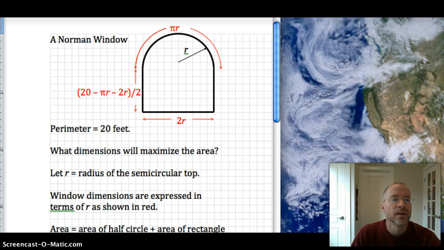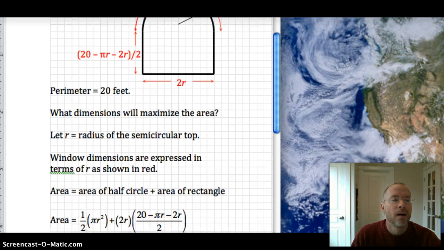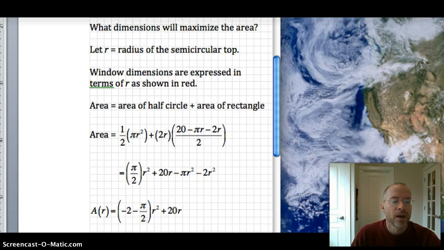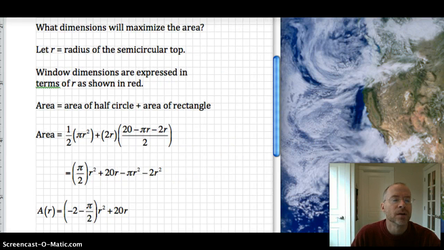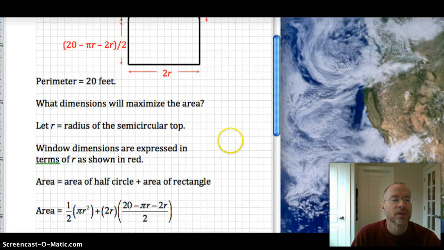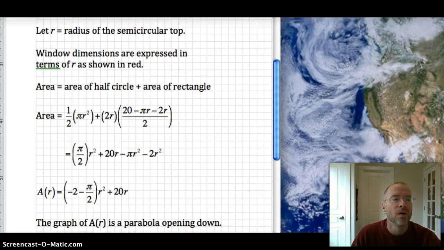Okay? Okay, so with those dimensions, now we want to figure out what dimensions will maximize the area, right? Okay, so the area of the window now is going to be the area of the half circular part on the top plus the area of the rectangle, right? The area of this half circle plus the area of this rectangle is the area of the entire window.